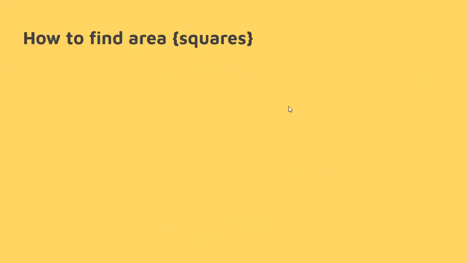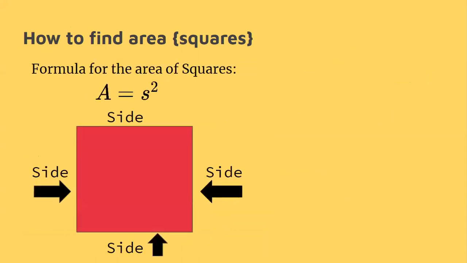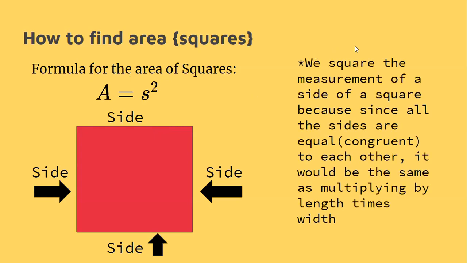How to find the area of squares. You could use length times width, but you could also use this formula: area equals S squared. If you're wondering what S is, it's the side. Since we know that all the sides of a square are congruent, we could just take one side and square it. That means the side will multiply by itself, so it'll get the area of the square.